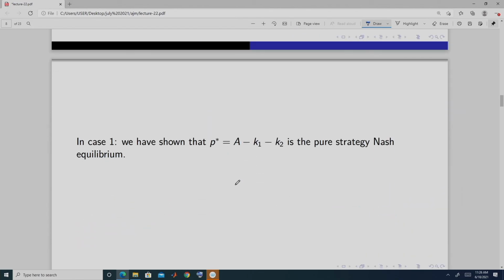Now, in case 1 we have shown that firm 1 and firm 2 produce at capacity K1 and K2, and the price that we get if both of them produce at capacity is this P star. So, this is the unique pure strategy Nash equilibrium in case 1, and we have shown this.